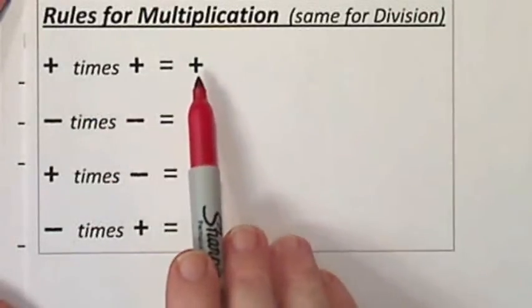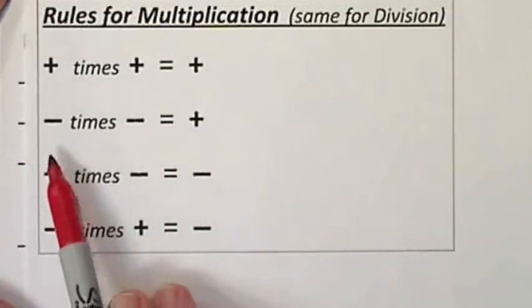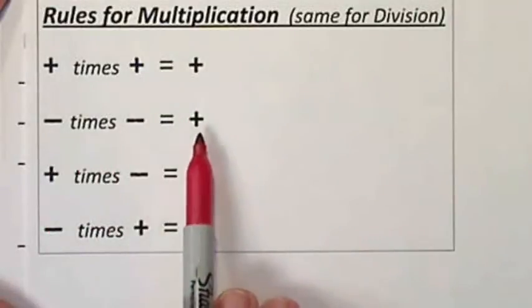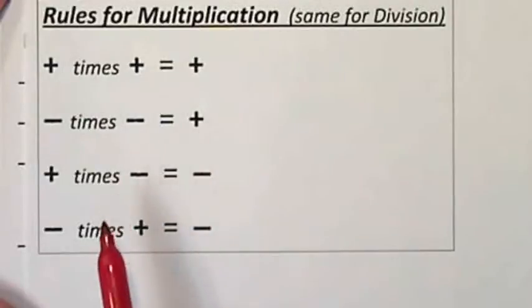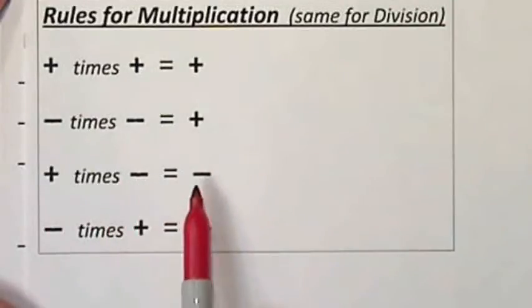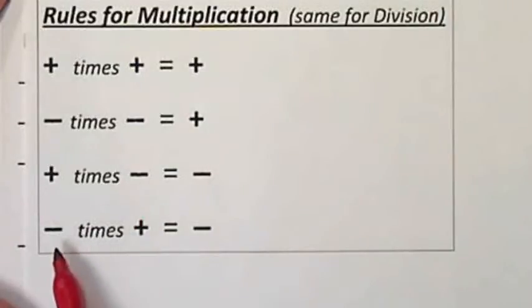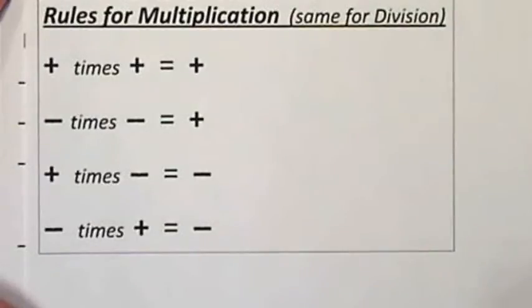By the way, real quick, the multiplication rules, it's the same for division, but when you multiply a positive times a positive, you get positive. Negative times negative gives you a positive. Positive times negative gives you a negative, and those are the cases we'll be looking at, or more precisely, negative times a positive gives you a negative.